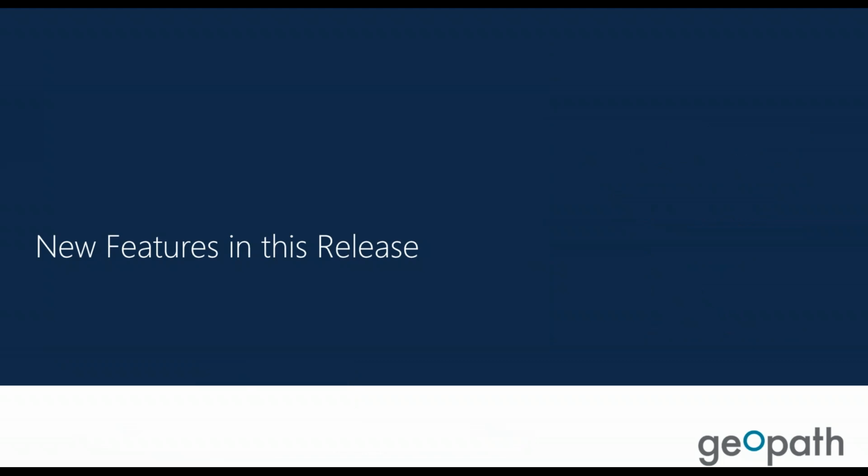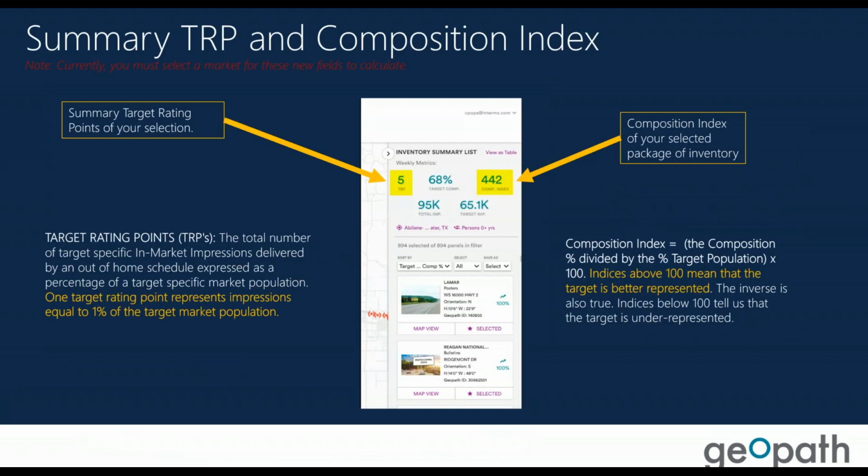So I just want to talk about the new features in this release quickly, and then I'll jump into showing them. One of the key changes you'll see is in the weekly inventory summary list on the right rail. You'll see two new metrics that we're showing: target TRPs, the summary of the TRPs that's cumulative of all the inventory shown on the left side, as well as the composition index of the set of inventory that you're working with and exploring.